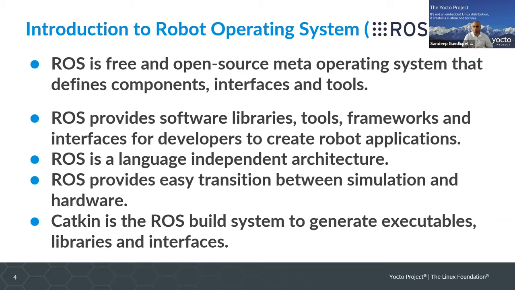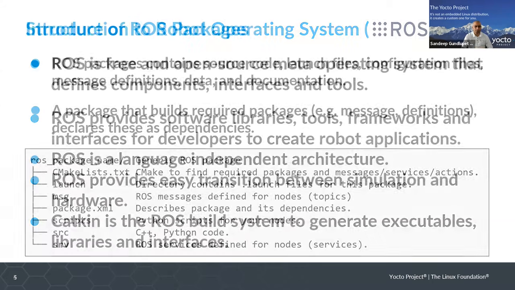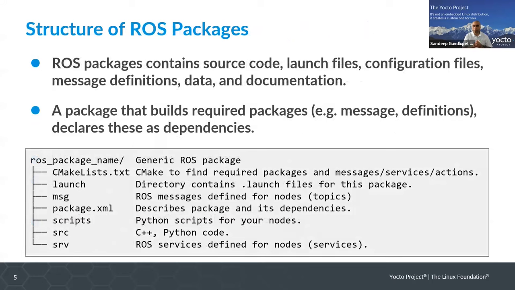Basically, you develop a ROS application using simulation, and then you can run the same thing on the hardware. The ROS build system is called catkin, and it is responsible for generating the executables, libraries, and interfaces for each ROS package. I'm not going to deep dive into the full ROS, as this is a Yocto Project Summit, so we would like to cover some basic concepts of ROS packages and what the package structures look like.